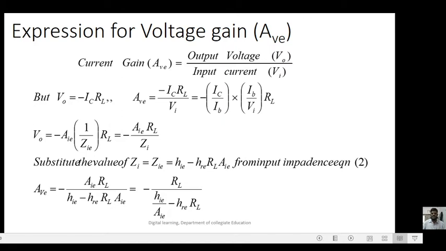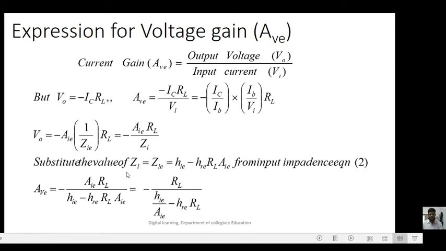Expression for voltage gain AVE. The voltage gain AVE is equal to output voltage V0 divided by input voltage VI, but V0 is equal to minus IC RL. AVE is equal to minus IC RL divided by VI, equals minus IC divided by IB into IB divided by VI into RL. So AVE is equal to minus AIE into 1 by ZIE into RL, that is equal to minus AIE into RL divided by ZI.